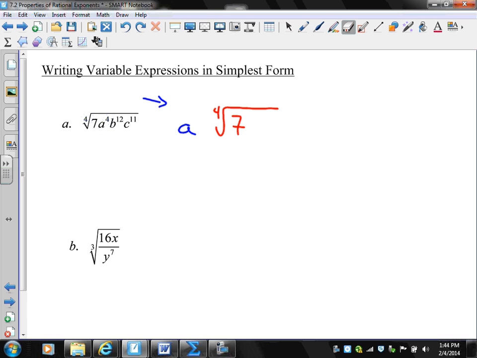So I look at B to the 12th. Again, I'm just going to divide 12 by 4 and get B cubed. And that belongs outside, right? Because again, it's not in the radical. I'm going to need a little space here for my C's in a moment.